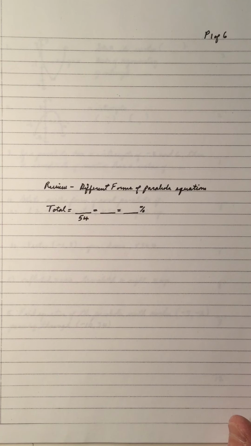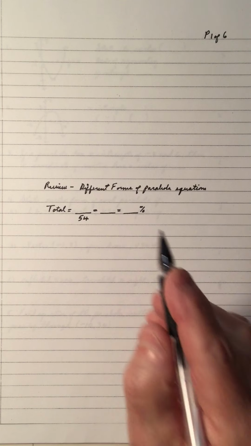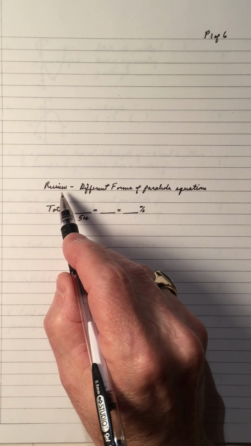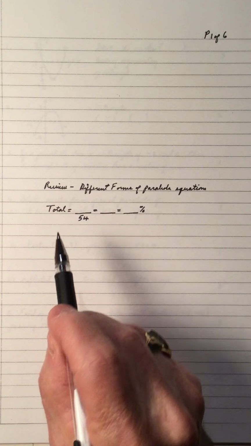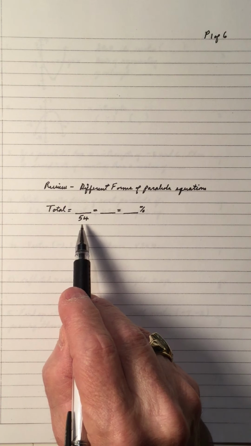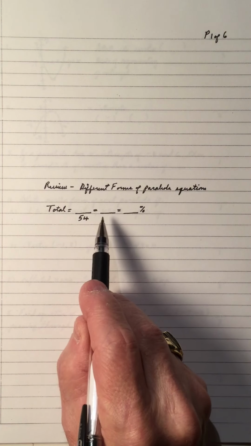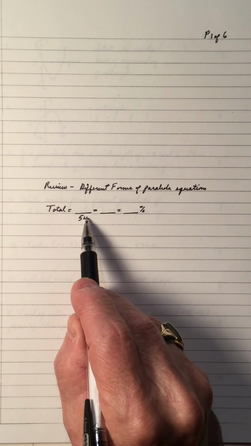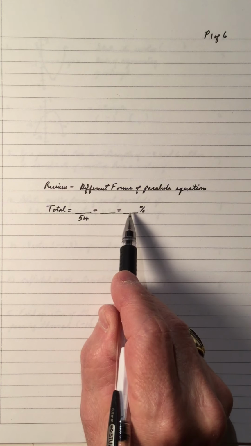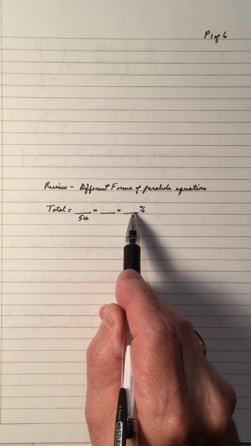Hi, welcome to my video on a review of different forms of parabola equations. And as in all my reviews, you can treat them as a quiz. And this could be marked at a total of 54 that you can change to a decimal by dividing denominator into numerator and moving the decimal 2 places to the right to get a percentage.